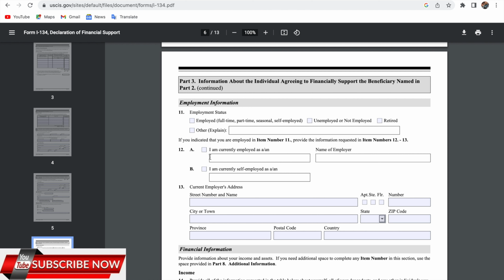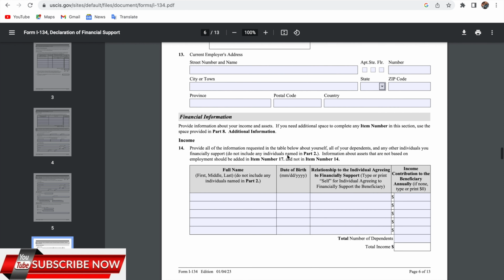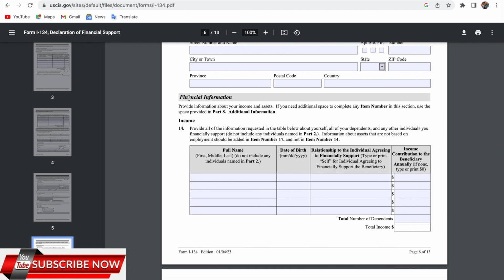If you claim you are employed, you put in your company's name over there, the name of the employer. If you are self-employed, you just click on it. If you are not self-employed, then you just click here. I'm employed as: what you do. So if you do a carpentry job, you just put in carpentry, and the name of the company that you work for, you just put it over there. And it says current employer's address. The employer's address, you just put it right here. It's self-explanatory, very simple.